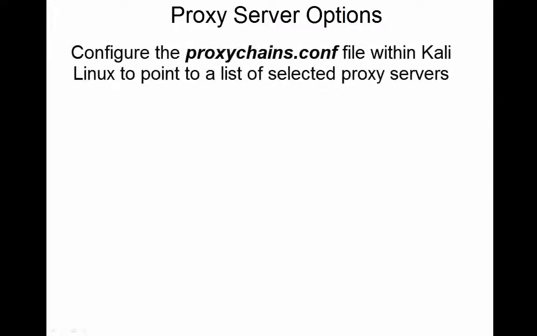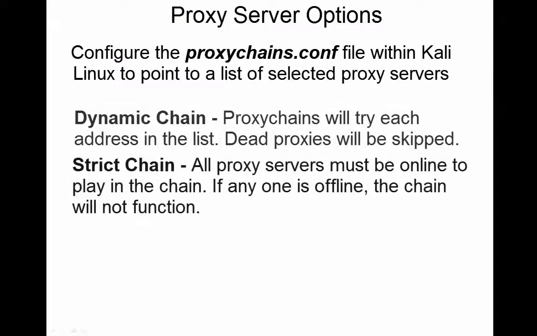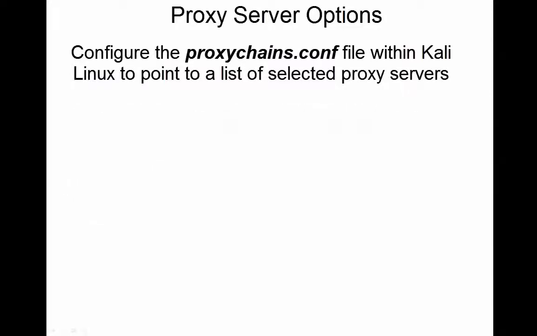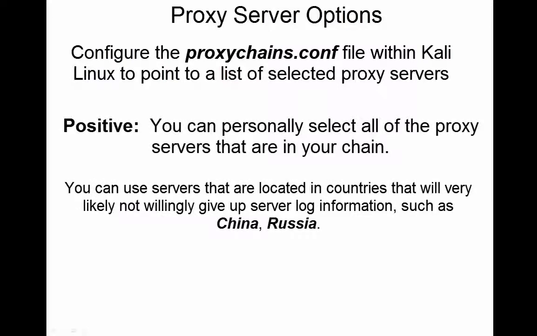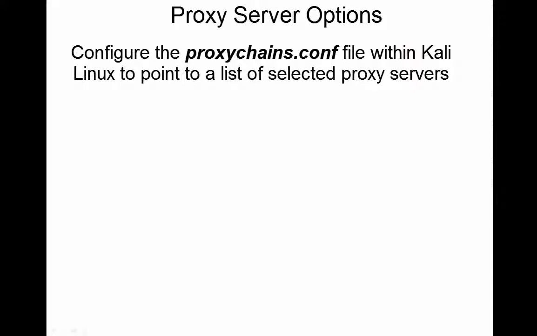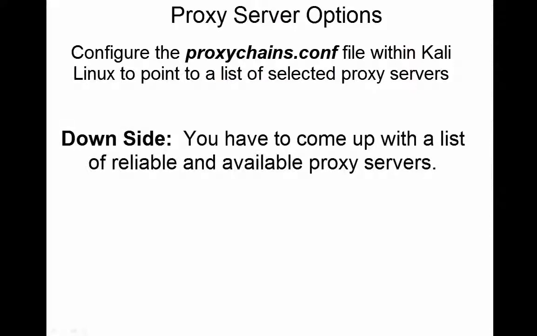The third option is for the user to daisy chain a group of servers together and make them work either dynamically, bouncing back and forth, or as a single functioning unit. The positive aspect of this option is that you can select the list of proxy servers that you want in your chain. These servers could be located all over the globe, including countries that are not friendly with the United States. This would mean that if authorities are tracking you, they would have little to no chance of finding your location because the host country would not cough up the server records. The downside of this option is that the user has to come up with a list of reliable proxy servers that will stay operational.